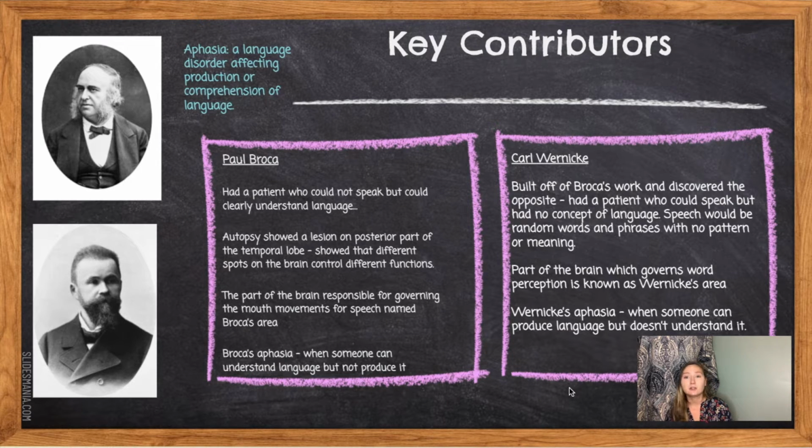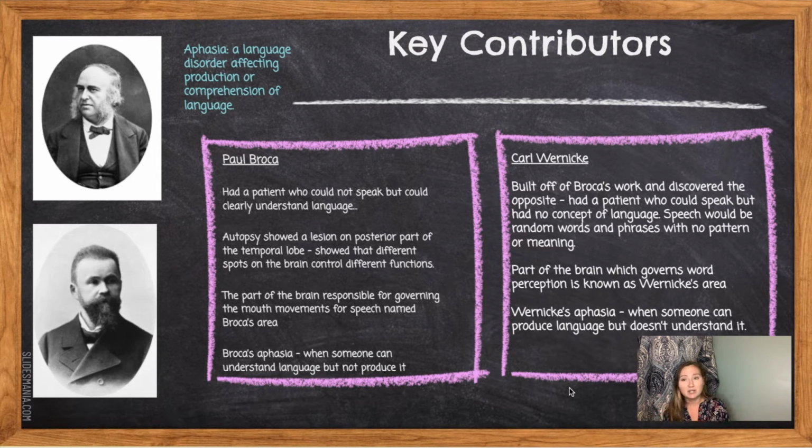Then we get Wernicke. Wernicke kind of followed in the footsteps of Broca. He discovered Broca's work and was fascinated by it. He built off of Broca's work and discovered the opposite: he had a patient who could speak, but had no concept of language. He would speak and it would just be random words coming out. We're going to show a video of these in class to make it a little easier. Speech would be random words and phrases, no pattern, no meaning. Words were coming out, fluent and beautiful, just like I'm talking to you, but it made no sense. So he discovered that there was a lesion on the brain that controlled understanding of language.